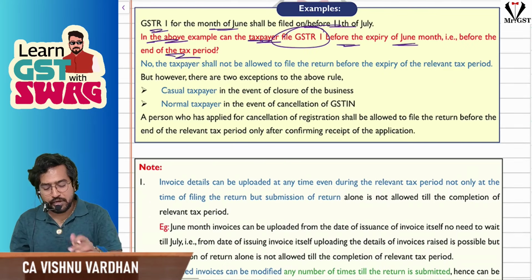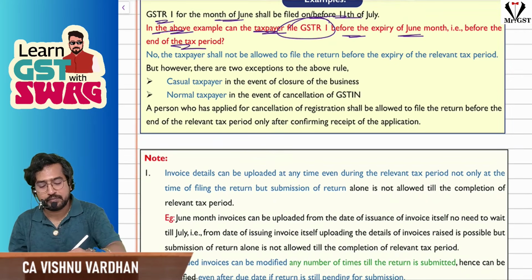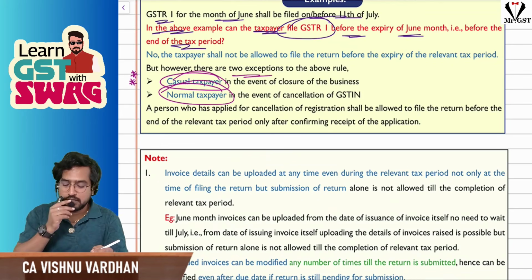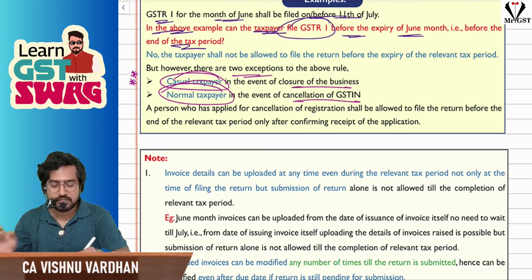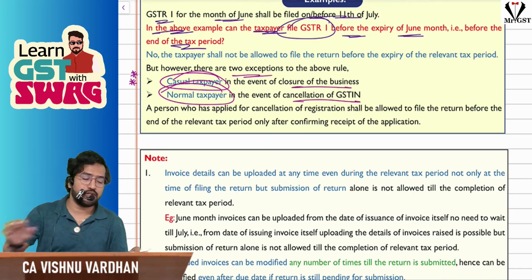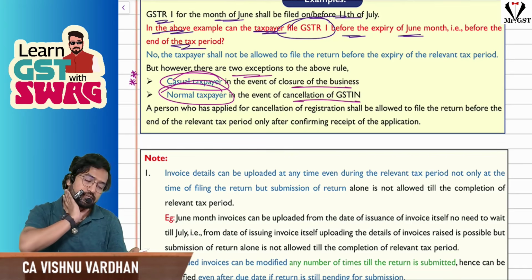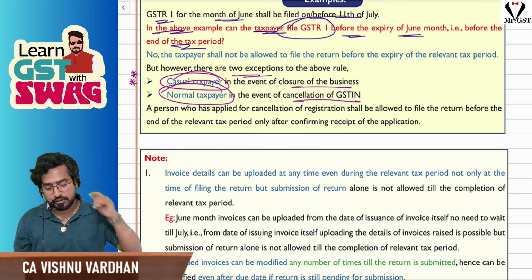But the point is that there are two exceptions. Mark them important: casual taxpayers and normal taxpayers. In case of closure of the business or cancellation of their GSTIN, what can they do? File GSTR1 even before the end of the relevant tax period. Shall we move on?